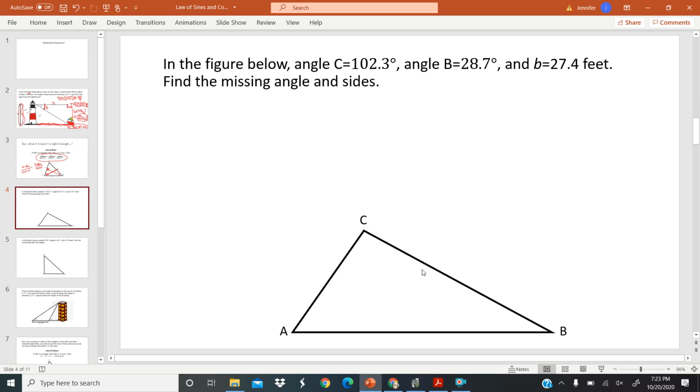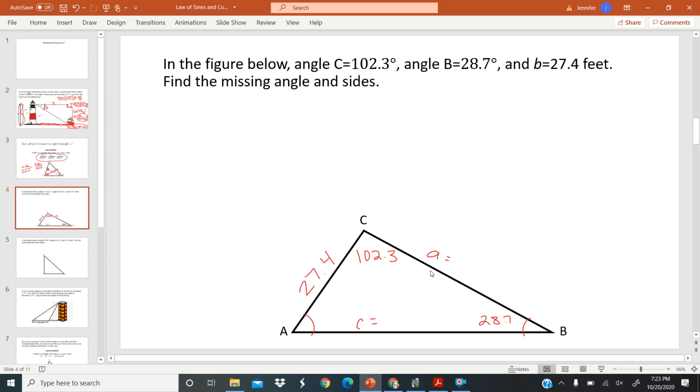So now we want to use that to find missing sides and angles in this triangle. It tells us that angle C is 102.3 degrees and angle B is 28.7 degrees. And then the only other thing we have is that side B, which is going to be across from angle B, is 27.4 feet. And so we need to find side little a, side little c, and angle A.